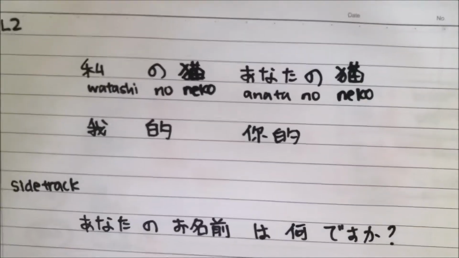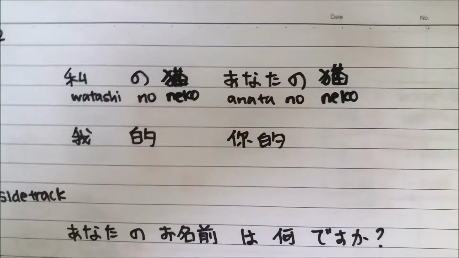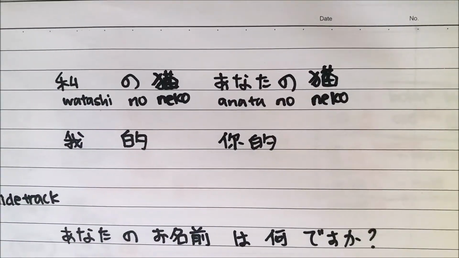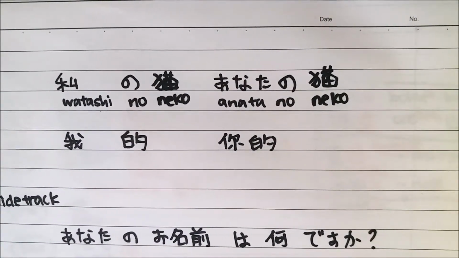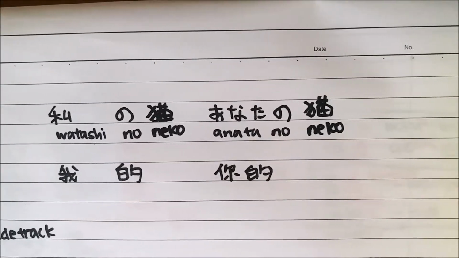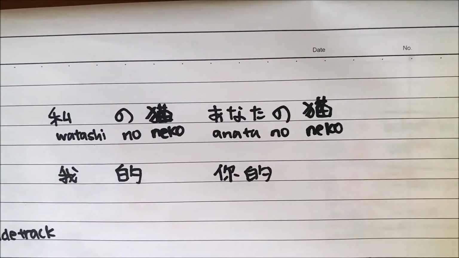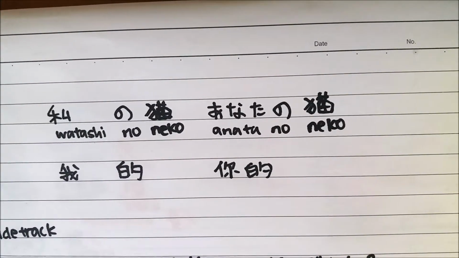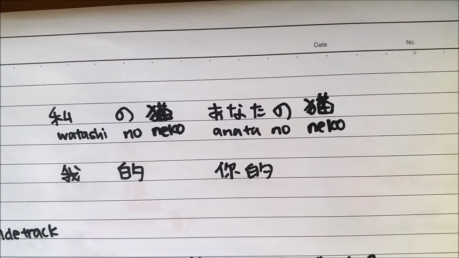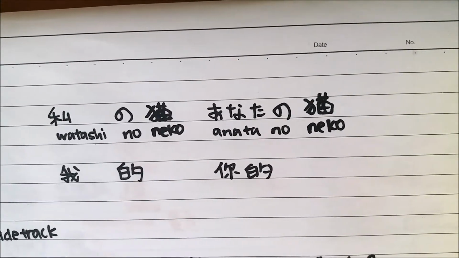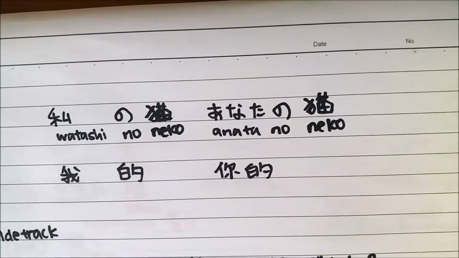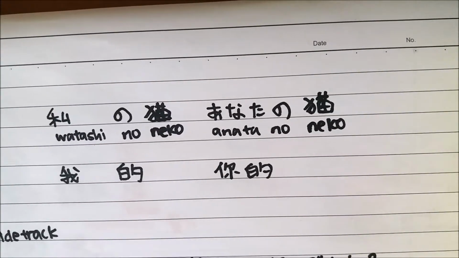Okay, so over here in lesson 2, we also learn about this "no". So "no" is like an apostrophe S. Over here, I use the example of watashi and anata. So watashi no neko. Neko is cat. It means my cat. Anata no neko. Your cat. In Chinese, it's like watashi no, 我的. Anata no, 你的.